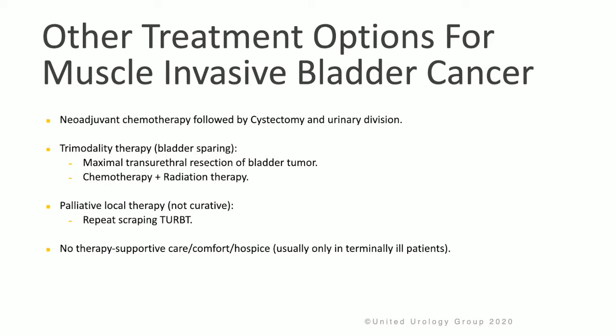There are a number of other treatment options available for muscle-invasive bladder cancer: neoadjuvant chemotherapy, followed by cystectomy and urinary diversion; trimodality approach, which is bladder sparing, which involves maximal transurethral resection of the bladder tumor, followed by chemotherapy and radiation. Non-curative palliative local therapy is repeat TURBT, or transurethral resection of bladder tumors, and in some cases, no therapy and just supportive care, comfort care, or hospice for terminally ill patients.